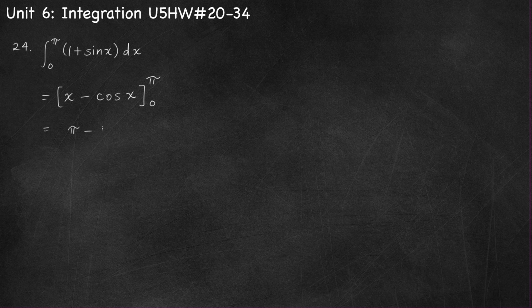We get pi minus cosine pi minus 0 minus cosine 0, which is pi minus negative 1, or pi plus 1. And then I'm going to distribute the negative here, so minus 0 plus cosine 0 for a final answer of pi plus 2.